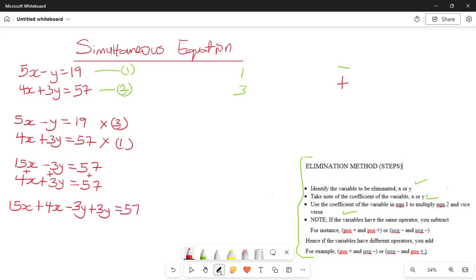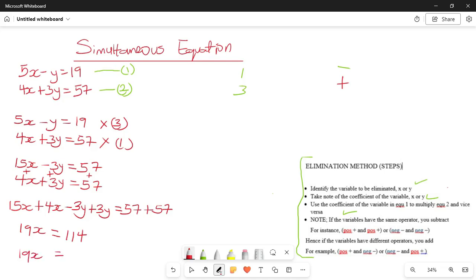So 15x plus 4x gives us 19x. Minus 3y plus 3y gives us 0, and that is the whole essence of elimination. That way we have eliminated y. We don't have y anymore in the equation because minus 3y plus 3y gives us 0. Then 57 plus 57 gives us 114. So here you divide both sides by 19, so we have 19x equals 114.